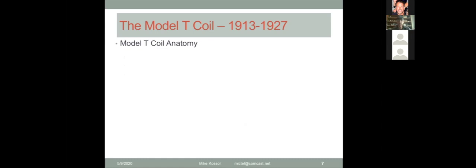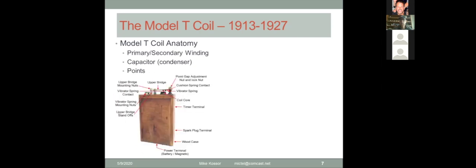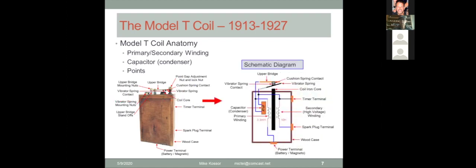So let's talk about the Model T coil anatomy. I think most people are pretty familiar with the fact that the coils have a primary and secondary winding, an internal capacitor, which some people call it, or early terminology was a condenser, and there are coil points. The fact is there's a whole bunch of other details associated with the coil, and if you go underneath the surface, there are a whole bunch more details you need to be familiar with for the testing to be meaningful.